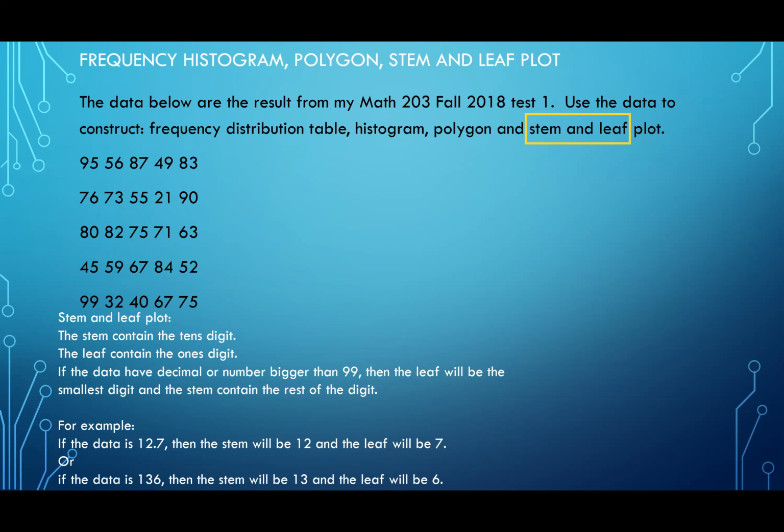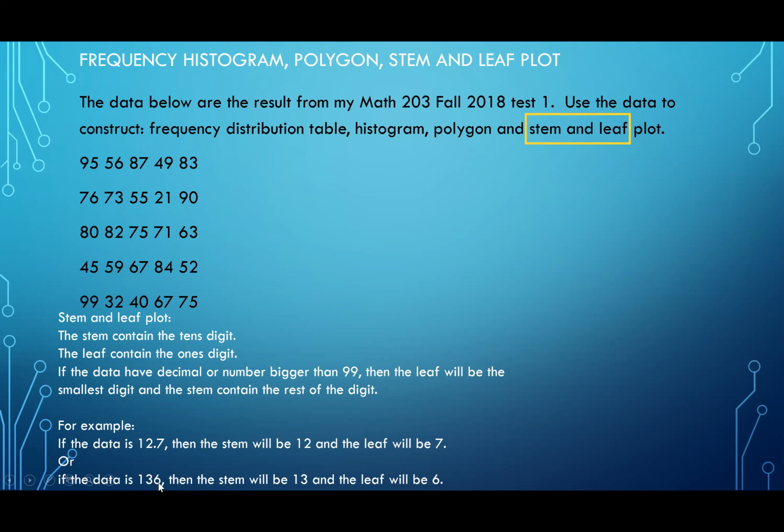Okay, so if you look at this item here, I have an example. If we have a decimal, and sometimes I don't say the 10s digit, but again, the 12 is your 10s and this is your 1s. So if you have an item like 12.7, the 12 will be your stem. That will be your branch. And the leaf will be the 7, which is the smallest digit. If you look at 136, the smallest digit is the 6, which is your 1s digit, and the 13 will be your stem.